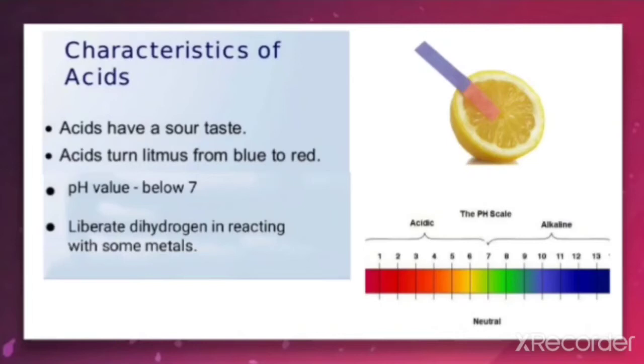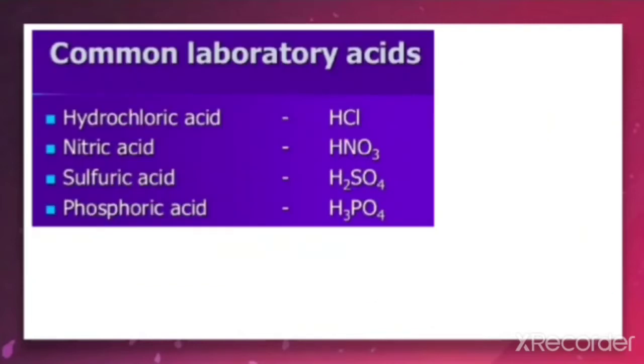Let us see some examples of common acids that we will be using in the laboratory. Hydrochloric acid, its formula is HCl. Nitric acid, its formula is HNO3. Sulfuric acid, that is H2SO4. Phosphoric acid, that is H3PO4. These are the acids which are common in the laboratory.